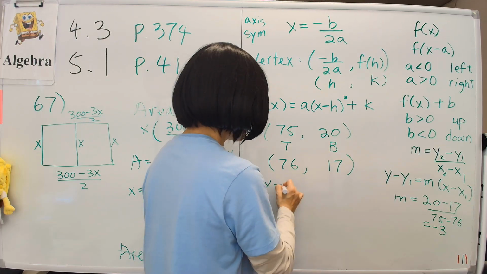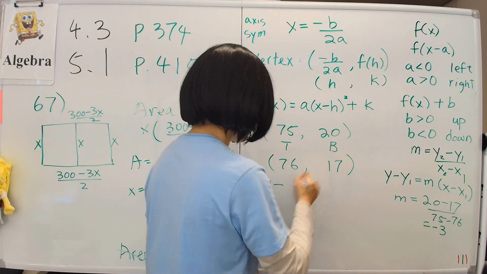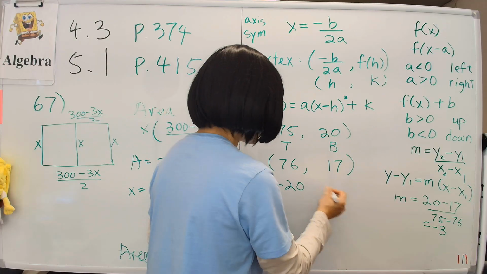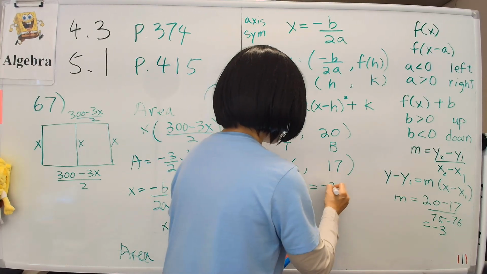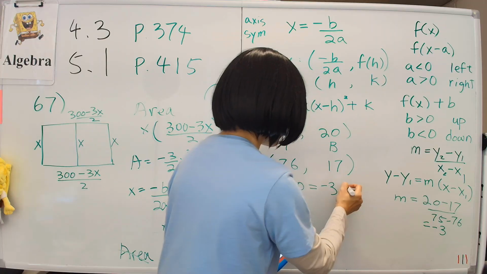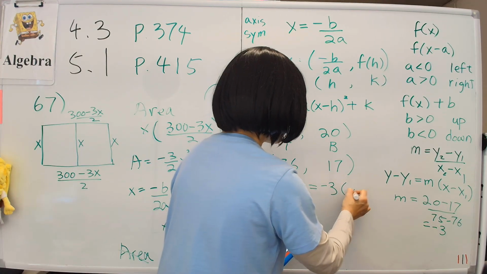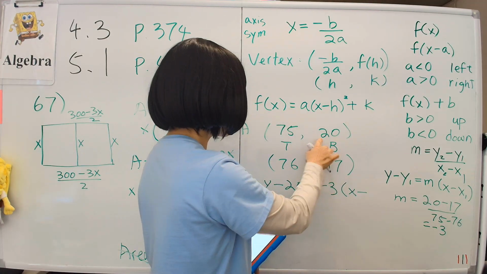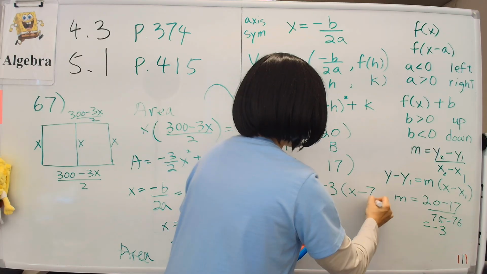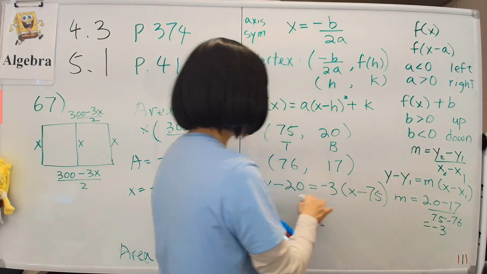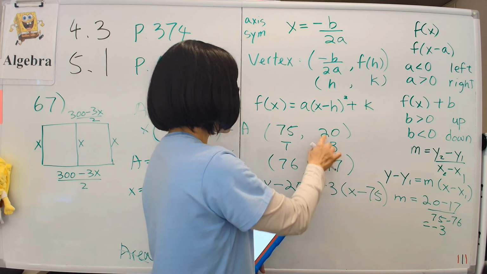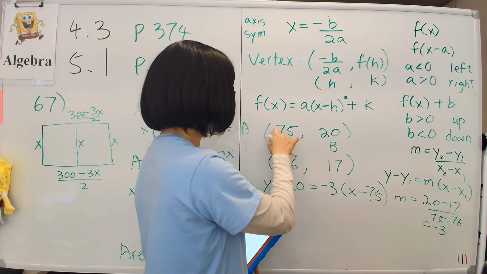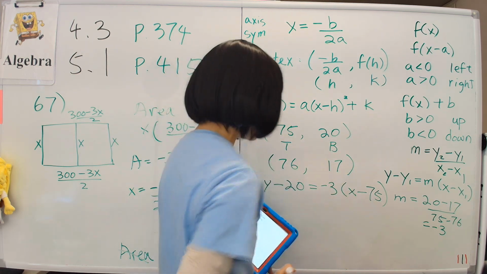So y minus y1, we'll pick, I don't know, 20 is good. It doesn't matter which one you pick, you'll come up with the same answer. Equal to minus 3, m, following this equation here, times x minus x1. So we pick 20 here, so we'll pick this x. Doesn't matter which one you pick as y1, x1, as long as you're consistent. If we pick this 20 as y1, then we better pick this one as x1, to make sense.